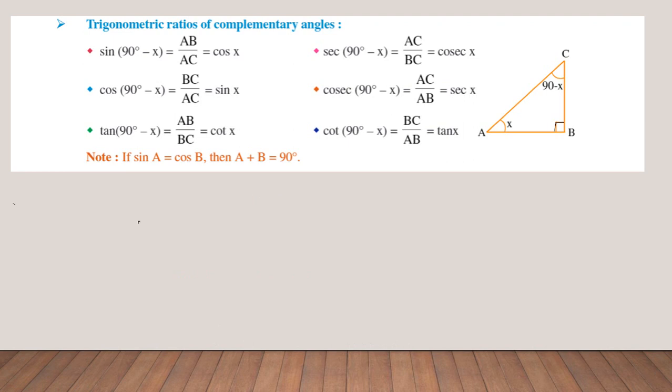So in exercise number 3, we are going to have the trigonometric ratios of complementary angles. If you can remember these 6 relations, then you can solve any problem related to exercise number 3.